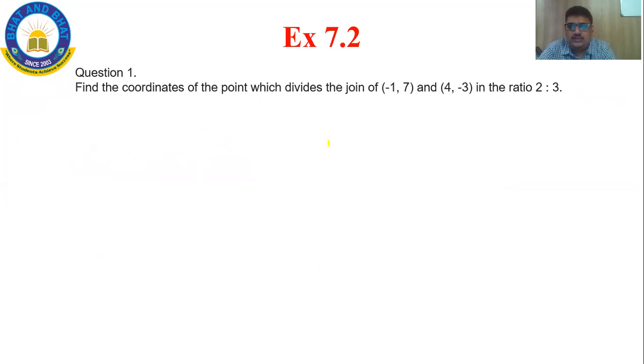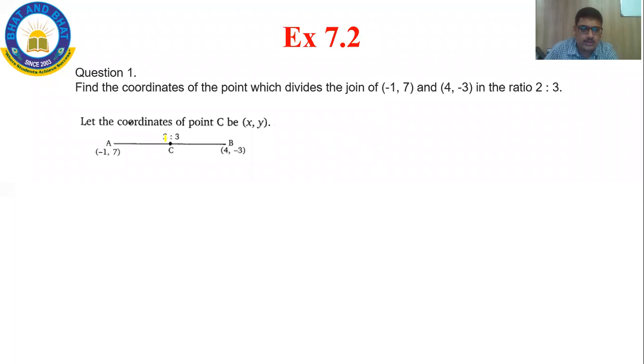First question. This exercise 7.2 is purely based on the section formula. Find the coordinates of the point which divides the join of (-1, 7) and (4, -3) in the ratio 2:3. For a section formula question, my tip to all of you is to draw a rough diagram like this, because it will always help you visualize the division of the line in the given ratio. The given ratio is 2:3.